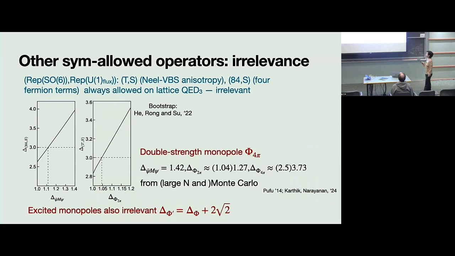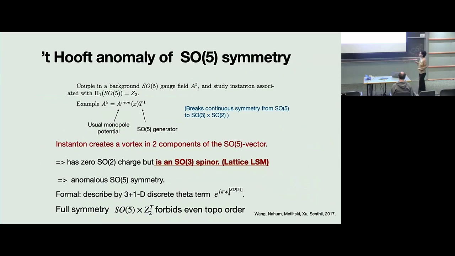And the other symmetry allowed operator is the double strength monopole, which according to lattice Monte Carlo is above 3, so which is also irrelevant. And the excited monopole operator is also irrelevant from the large N calculation. So we did a detailed analysis according to the symmetry representation and found that there is only one relevant operator on the square lattice Dirac spin liquid. And as we said, the monopole condensate will break the symmetry group down to SO5.